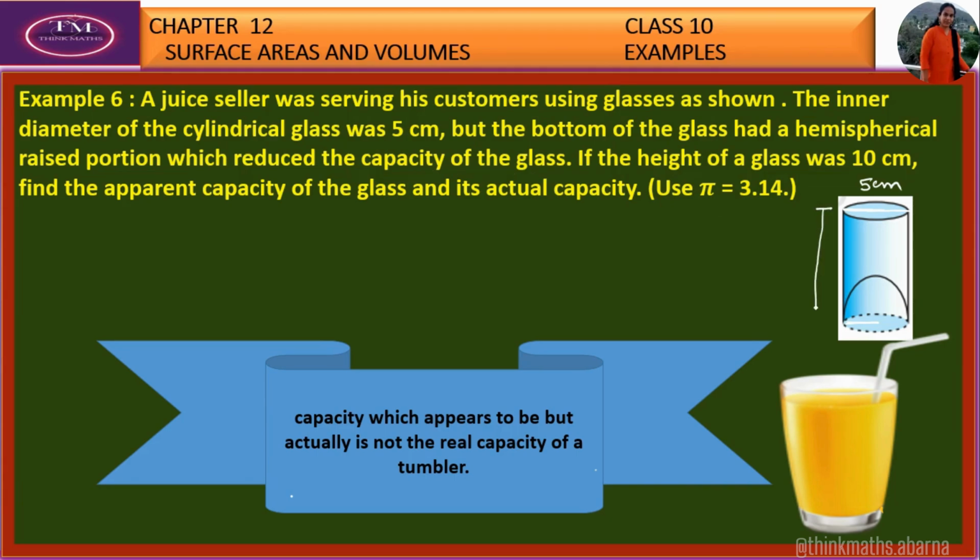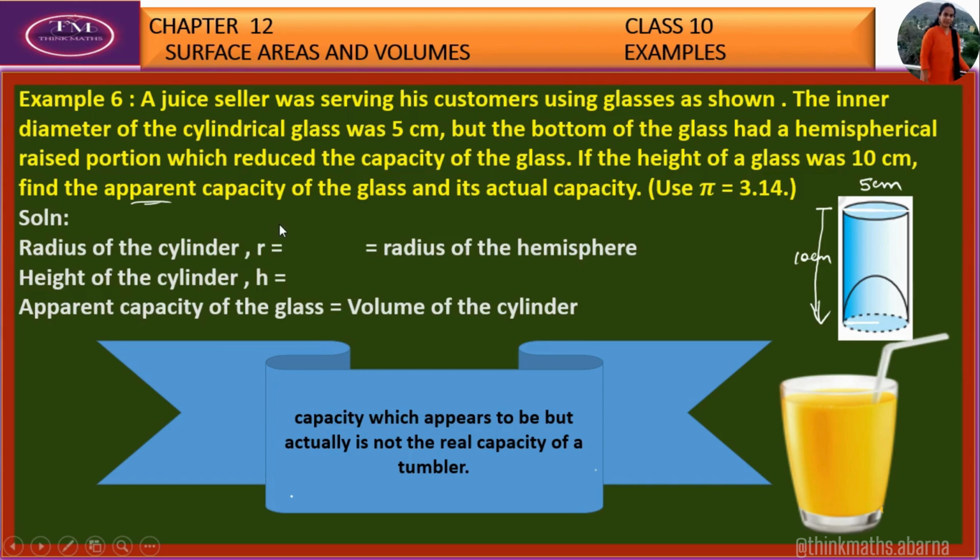Height of the glass. So this is the height of the glass. Height of the glass is 10 centimeters. So these are the data given. We have to find out the apparent capacity, which is the capacity which appears to be. It appears to be the volume of the cylinder, but it is not so, because a hemispherical depression is placed at the bottom of this glass. Now first we have to find out the apparent capacity, which is nothing but the volume of the cylinder.